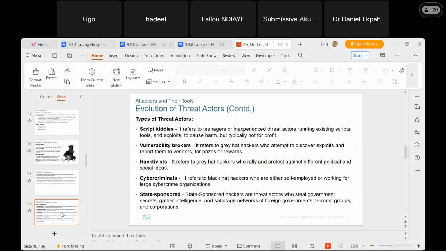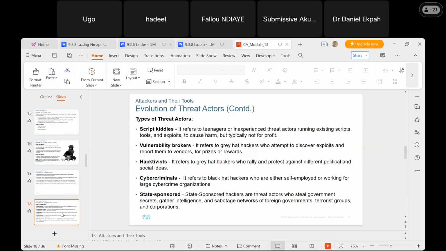Vulnerability brokers refers to gray hat hackers who attempt to discover exploits and report them to vendors for prizes or awards. They try to draw the attention of vendors just to let them know there's some vulnerability here and there, so sometimes they get some reward for that. And then the activists refers to gray hat hackers who rally and protest against different political and social ideas. And then we have the cyber criminals. It refers to the black hat hackers who are either self-employed or working for large cybercrime organizations.